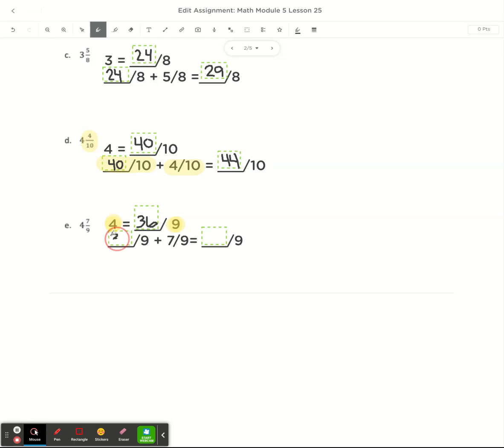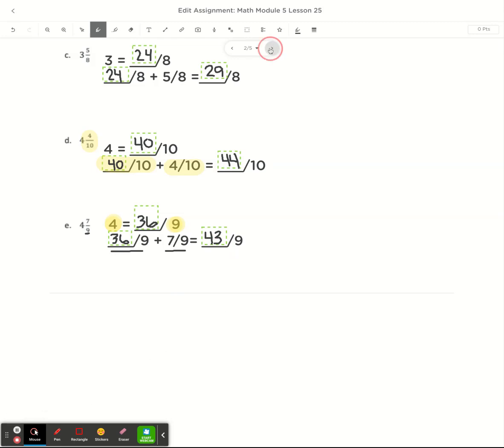And now I can go ahead and take that 36 ninths and add it to the fraction part of my mixed number. So I'm going to take 36 ninths plus 7 ninths. I know that if I am adding two fractions together and they have the same denominator, I don't worry about the denominator, and I just add my numerators together. So now I can do 36 plus 7, and I know that 36 plus 7 is equal to 43 ninths.